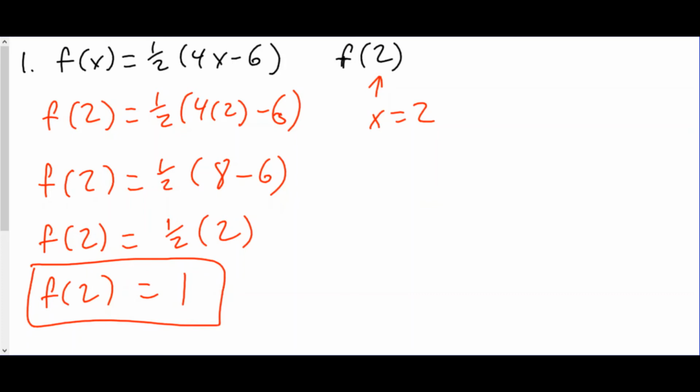So the nice thing about function notation is that it restates the question and the answer. So we've solved this problem and we can say, well, f of 2 is 1. If I put a 2 into the function, I get a 1 out.